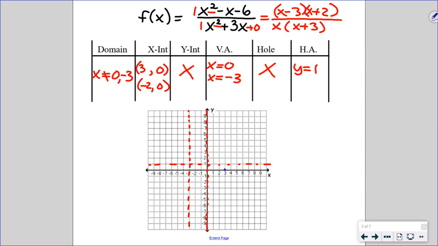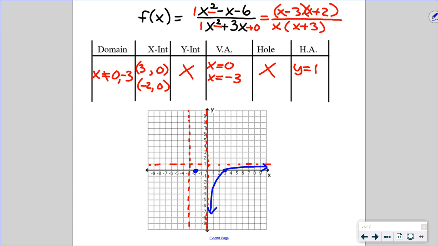Plot the x-intercepts. So we have (3, 0) and (-2, 0). And we don't have a y-intercept. Now, there are going to be 3 separate parts to this graph because of the 2 VAs. So I'm going to start with the easier parts. Based on the x-intercept (3, 0), I know the graph is going to go through that point and approach the asymptotes. I can easily sketch that part of the graph just using the x-intercept and then approaching the asymptotes.